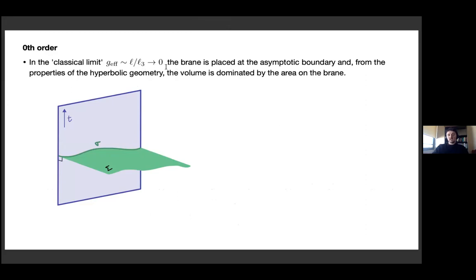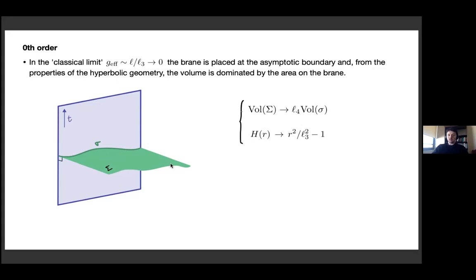So in this limit, the brane is exactly placed in the asymptotic boundary of the AdS4 bulk. And from the properties of the hyperbolic geometry, the three-dimensional volume which lives in the 4D bulk is dominated by its intersection with the brane. So the volume of big Sigma will be given in this limit exactly by the AdS4 length scale times the volume of small sigma, of the intersection with the brane. And also the semi-classical backreaction on the brane disappears completely in this limit. And what you get is the redshift factor of the BTZ black hole.